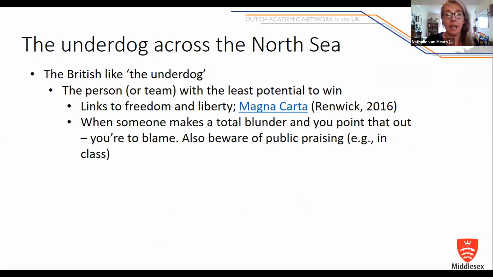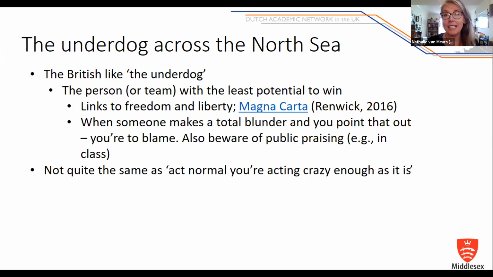And what that means is that in reality, in a working environment, when somebody else makes a total blunder and you point that out, you're the one to blame. And it might also mean that if you are thinking of praising someone explicitly in a meeting or in the classroom, that might not be well received. Now, this isn't quite the same as act normal, you're acting crazy enough as it is.